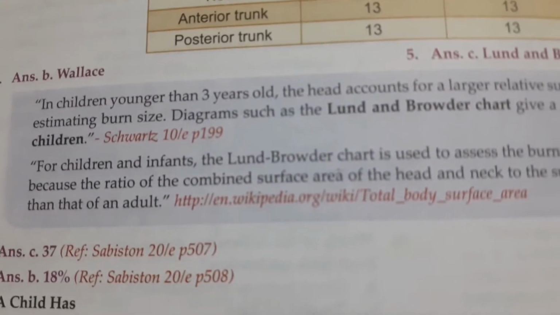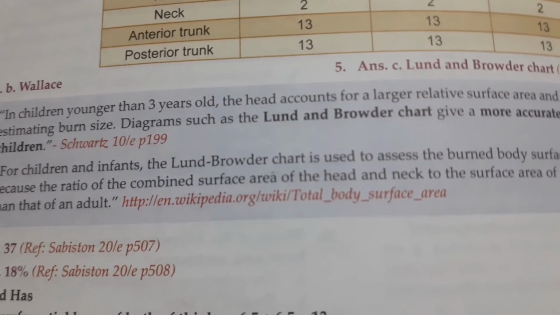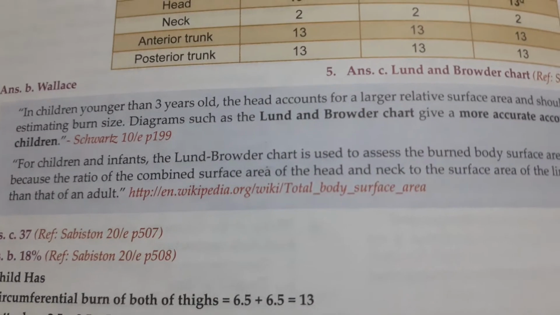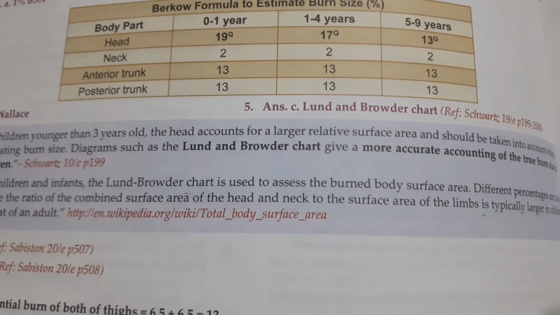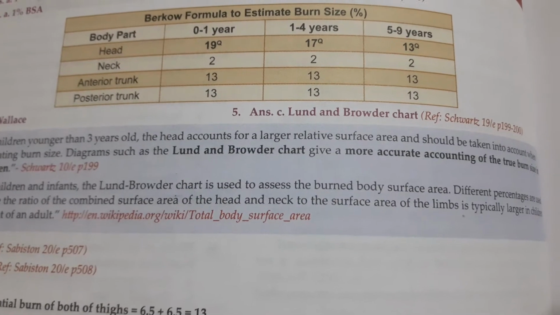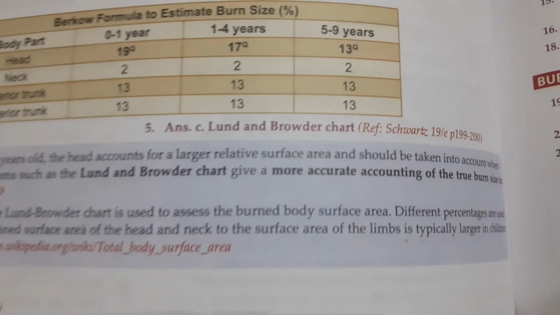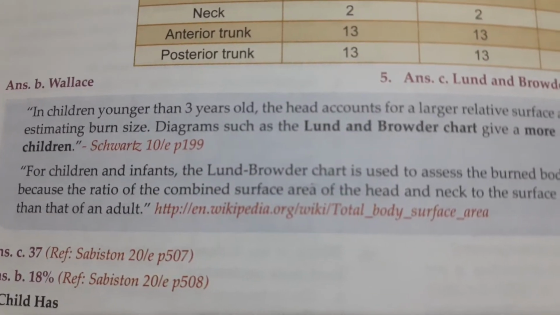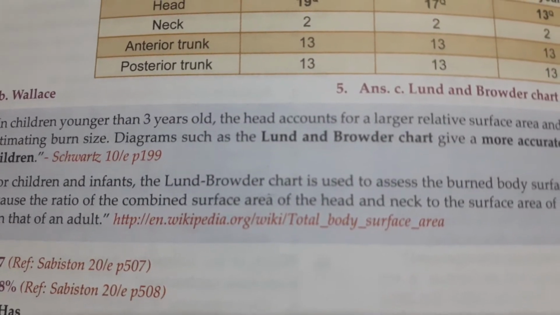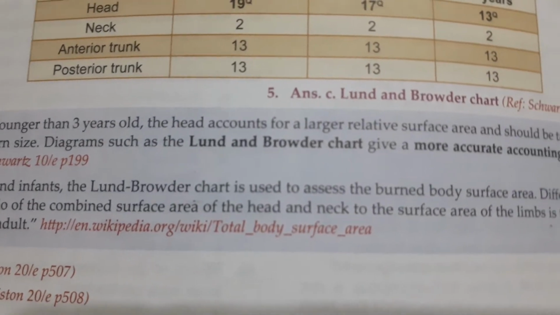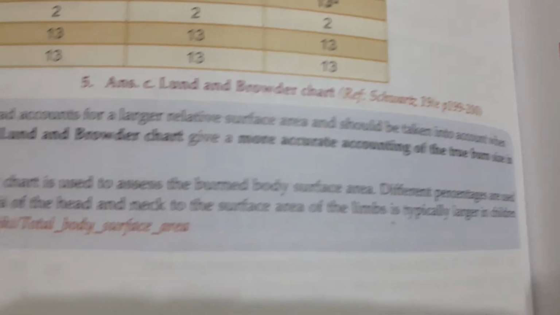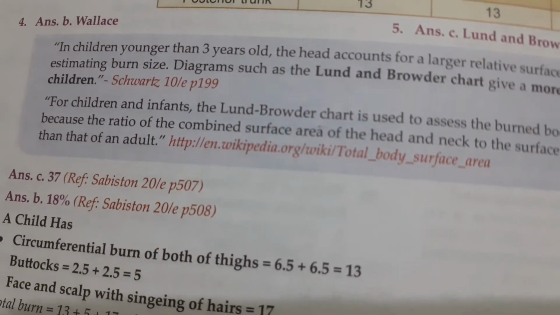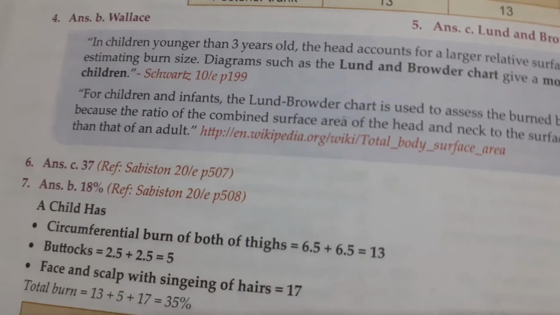For children and infants, the Lund-Browder chart is used to assess the burned body surface area. Different percentages are used because the ratio of the combined surface area of the head and neck to the surface area of the limbs is typically larger in children than that of an adult.